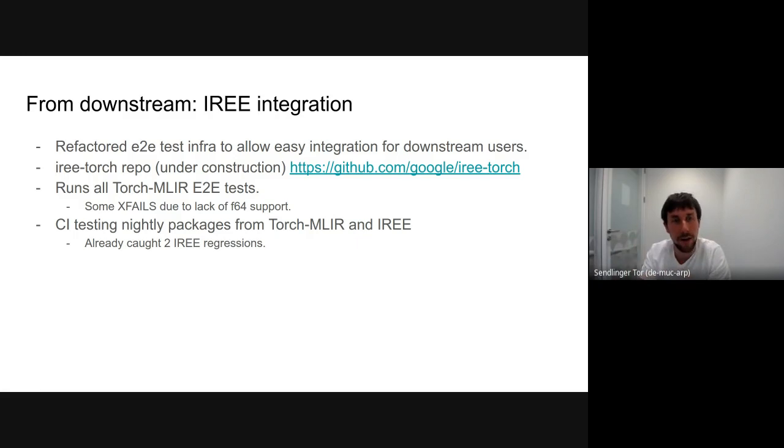With my IREE hat on, I created the IREE Torch repo, and we started running a lot of the Torch-MLIR E2E tests on IREE. It's actually been quite nice, caught some downstream regressions, actually caught a bunch, and revealed a bunch of bugs. So please feel free to integrate with that. The code in IREE Torch is like just 100 or 200 lines of code, so it should be pretty easy to adapt to your backend, whatever that means for you.